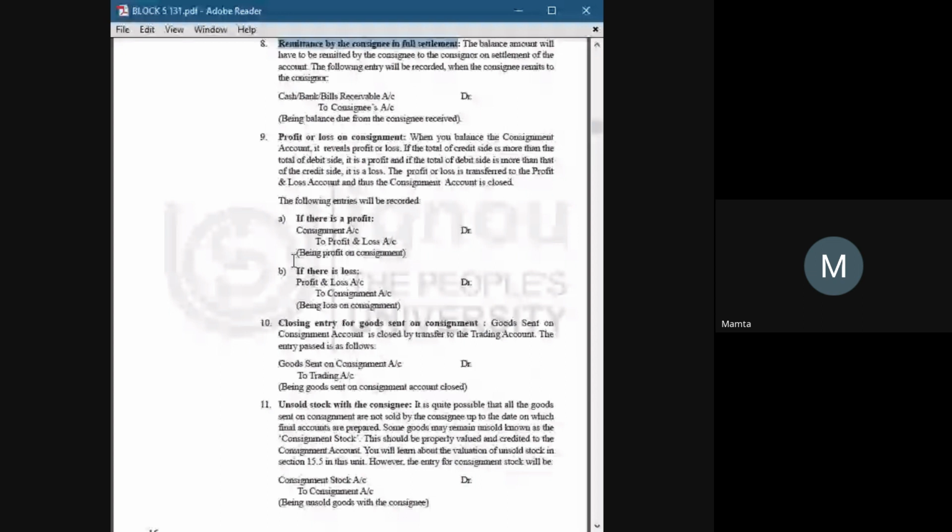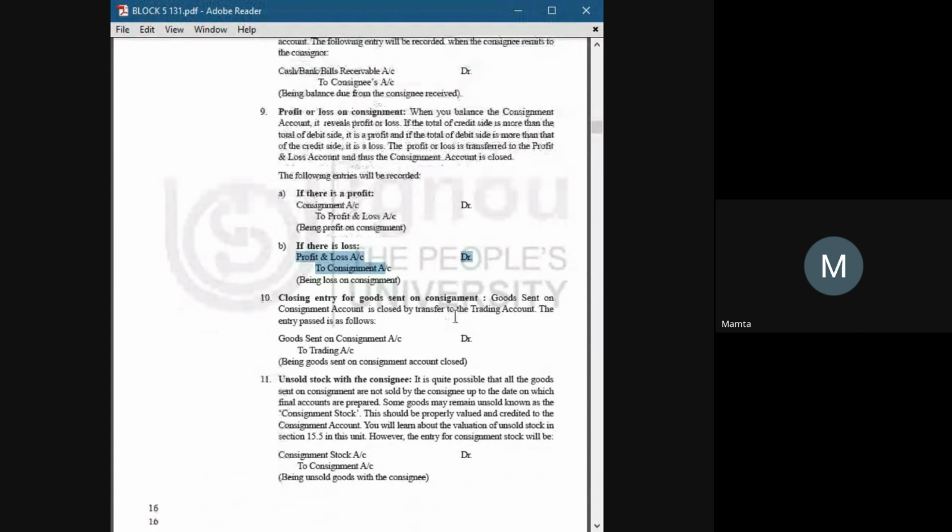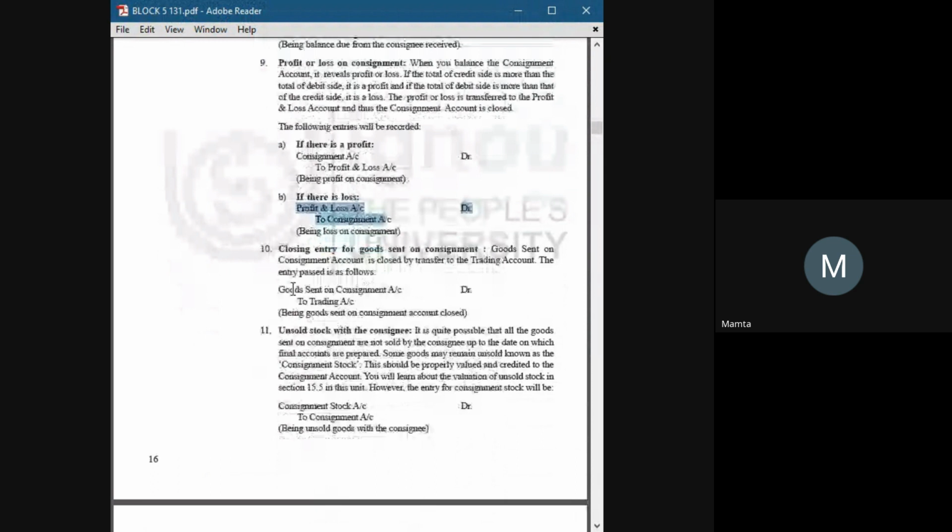Profit or loss on consignment. If there is any profit, the entry will be consignment account debit to profit and loss account. If there is a loss, profit and loss account debit to consignment account. Closing entry for goods sent on consignment: goods sent on consignment account debit to trading account, because we are passing the closing entry for goods sent on consignment.